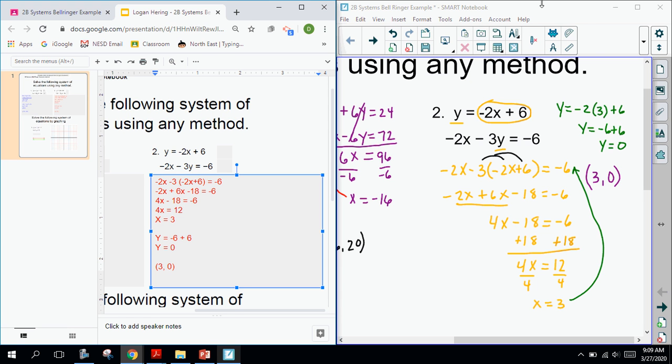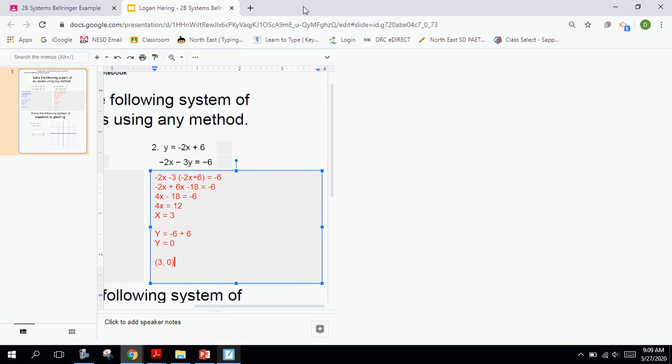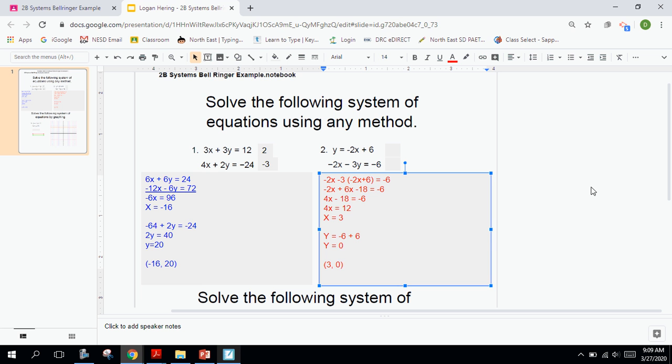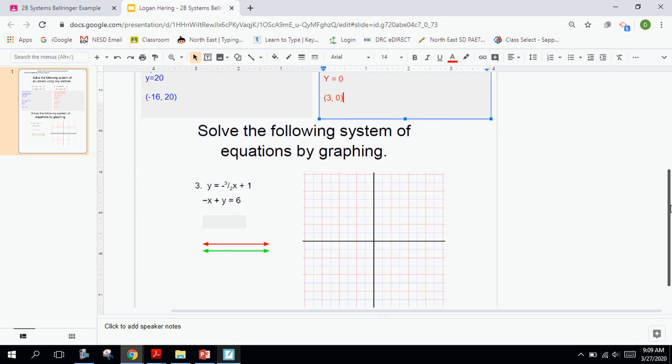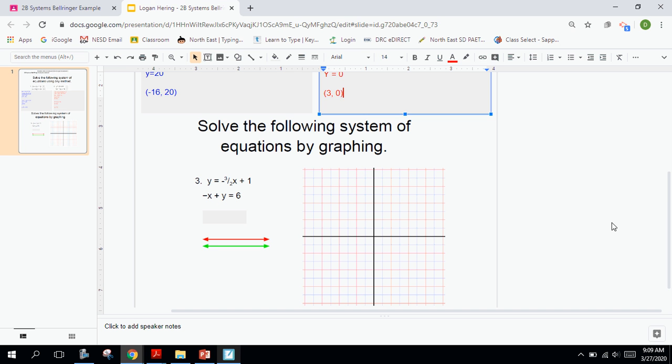Now at this point, let's take a look at the final problem here as I scroll down. It's a graphing problem. This once again is going to be a little bit different for us. I'm going to try and graph this on this Google slide.